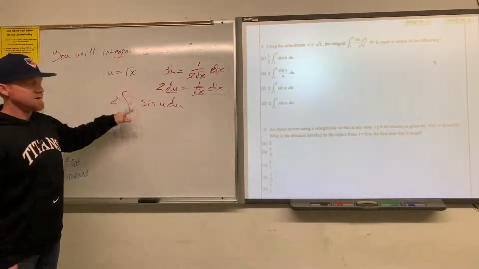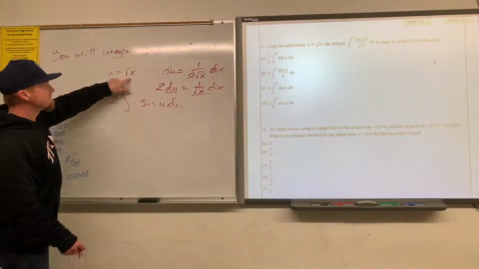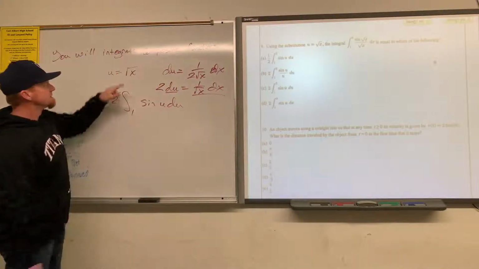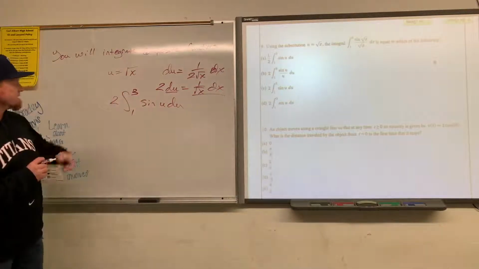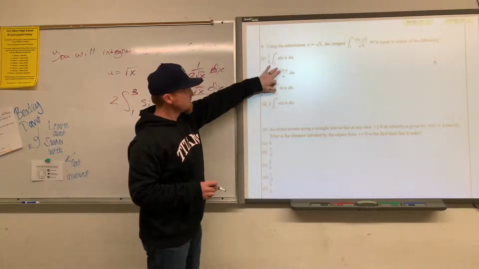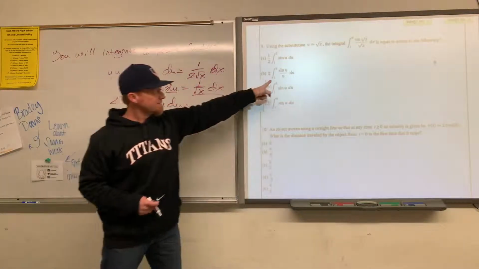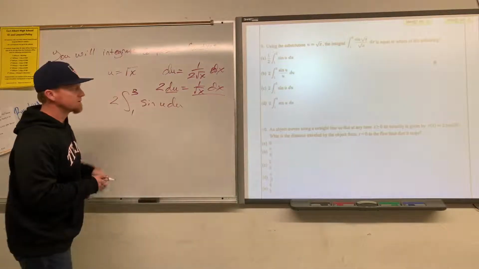So all I have to do is figure out my limits. We're going from 1 to 9 there. Plug in 1, square root of 1 is 1. Plug in 9, square root of 9 is 3. So we need a 2 and we need a 1 to the 3. Both of these have 2 and 1 to the 3, but notice they've got an extra u in here. We only want sine of u. So our answer would be C on that one.